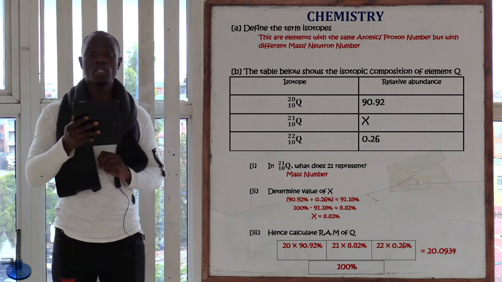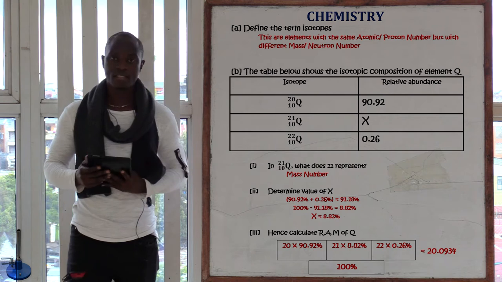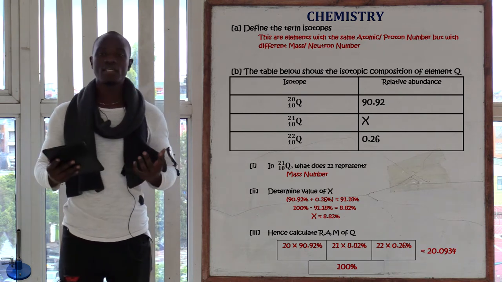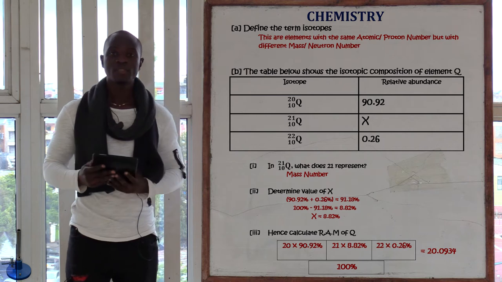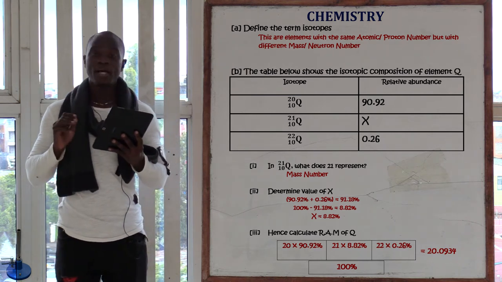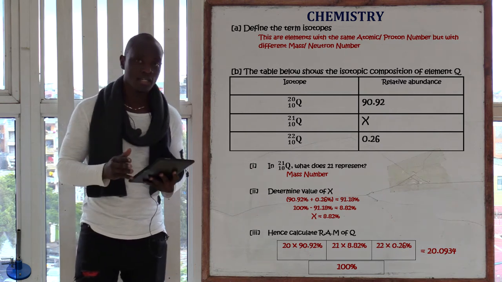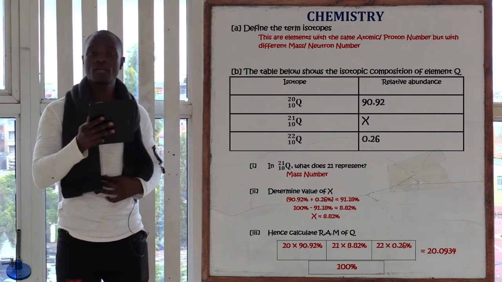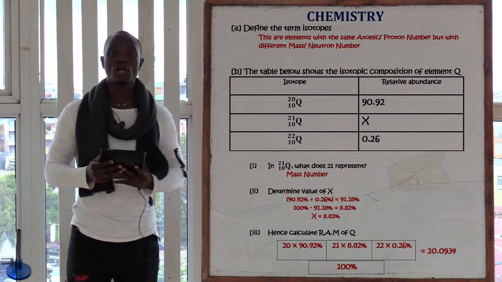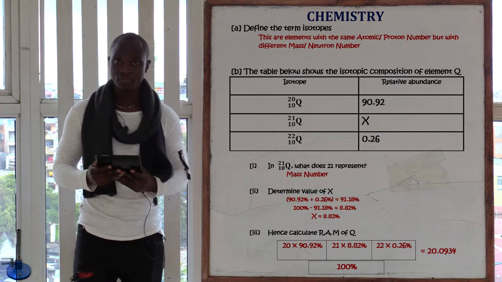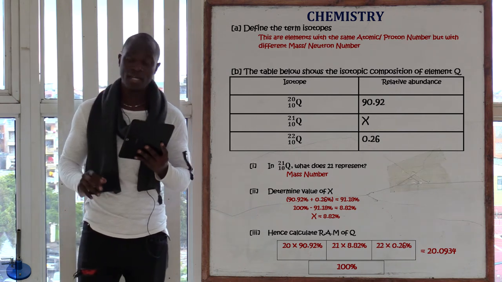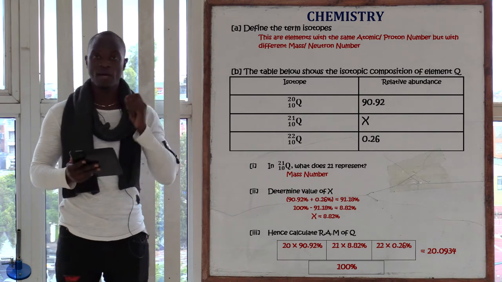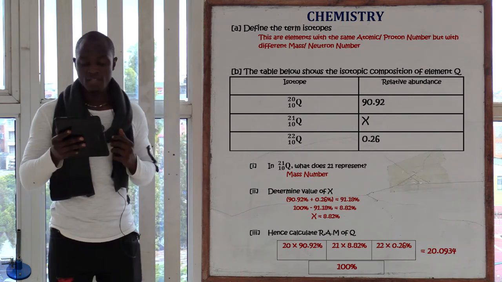The next question, which is now Roman 2, is asking, determine the value of X. Have this in mind that the percentage abundance is always over 100%. So if we add 90.92 plus 0.26 and then subtract from 100, we should get the value of X. So 100 minus 90.92 plus 0.26, we are going to get 8.82%. So that is the value of our X. At least now we have all the abundances for Q-20, Q-21 and Q-22.